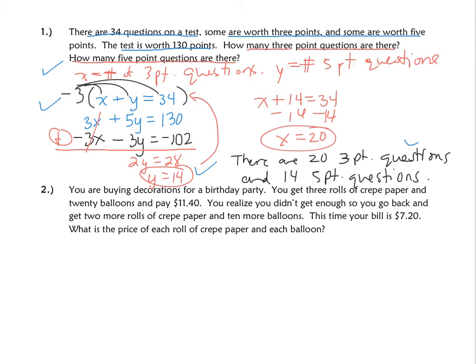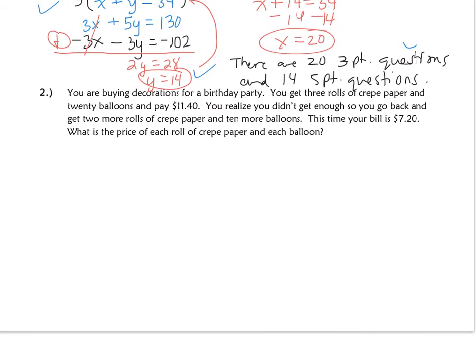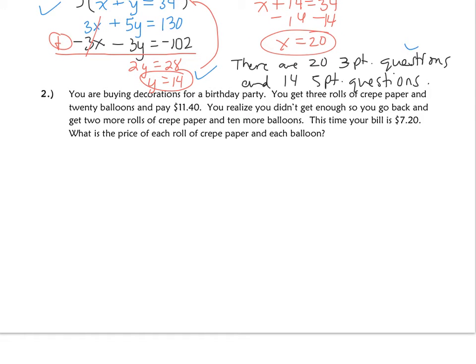All right. Let's take a look at number 2. In this one, you are buying decorations for a birthday party. You get 3 rolls of crepe paper and 20 balloons and pay $11.40. You realize you didn't get enough of each, so you go back and get 2 more rolls of crepe paper and 10 more balloons. This time your bill is $7.20.